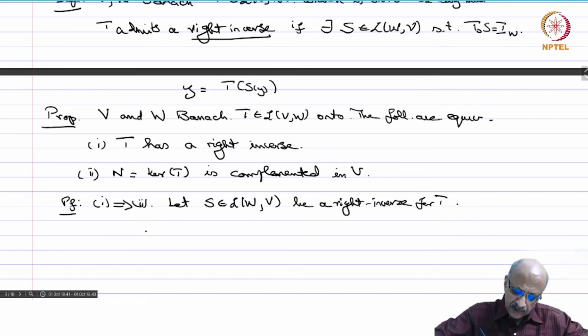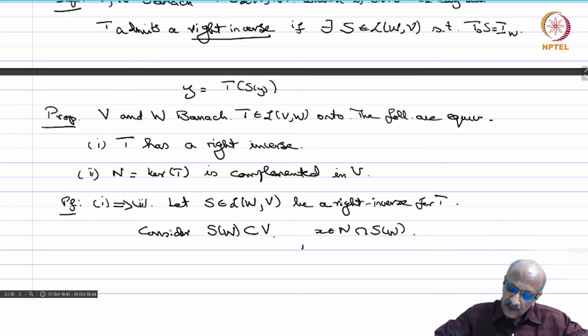So consider the space S of W, which will be contained in V. I claim that S of W is in fact a complement for N. So let X belong to N intersection S of W.